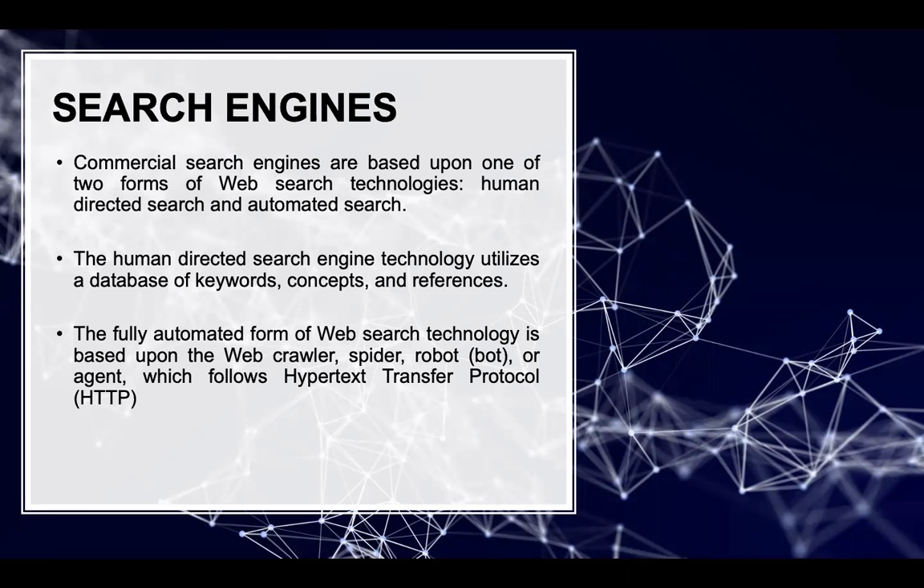Commercial search engines are based upon one of two forms of web search technologies: human-directed search and automated search. The human-directed search engine technology utilizes a database of keywords, concepts, and references. The keyword searches are used to rank pages, but this simplistic method often leads to voluminous, irrelevant, and spurious results.